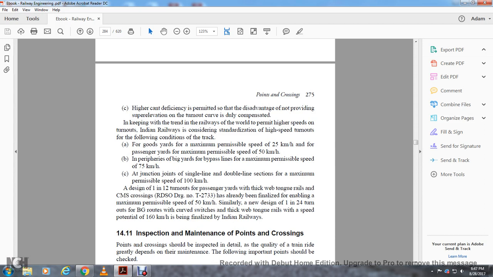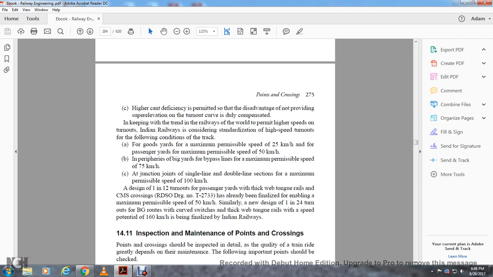Indian Railways consider standardization of high-speed turnouts under the following conditions of the track. For goods yards, maximum permissible speed is 25 kilometers an hour. For passenger yards, maximum permissible speed is 50 kilometers an hour. For approaches of big yards and bypass lines, maximum permissible speed is 75 kilometers an hour. For junctions of single line and double line sections, the maximum speed is 100 kilometers an hour.